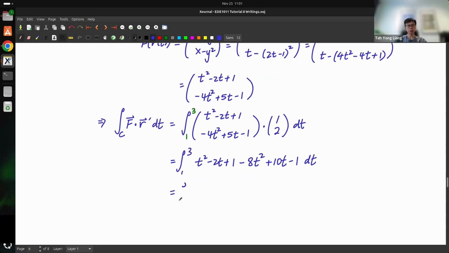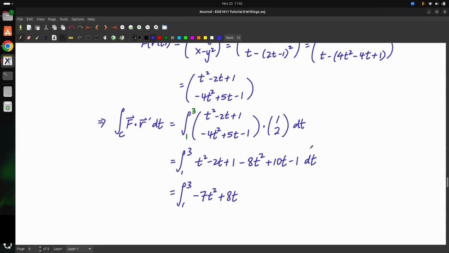Then this one you integrate 1 to 3. So this one you simplify, you're going to get minus 7t squared. Then minus 2t plus 10t is plus 8t. Then therefore you have plus 1 minus 1, so plus 1 minus 1 cancel off exactly, right? Oh, sorry. Prof, should be minus 2? Yeah, correct. I forgot the times 2. So therefore you have a minus 1 here.